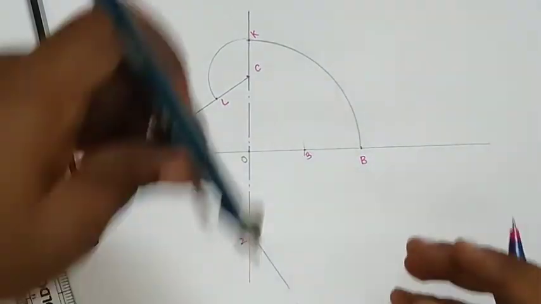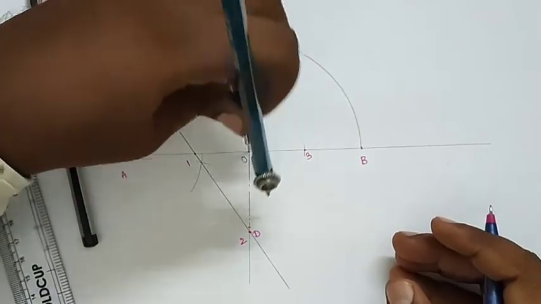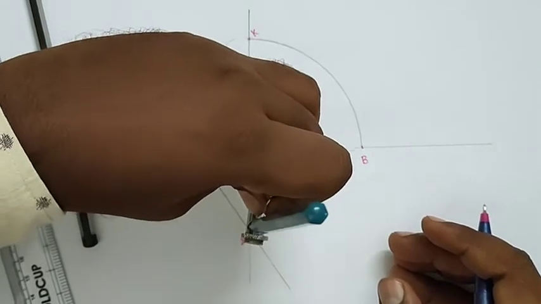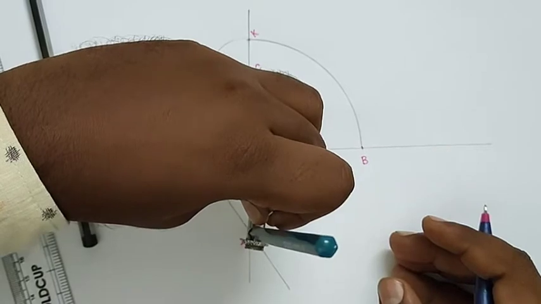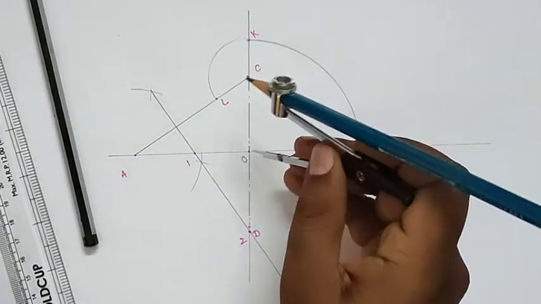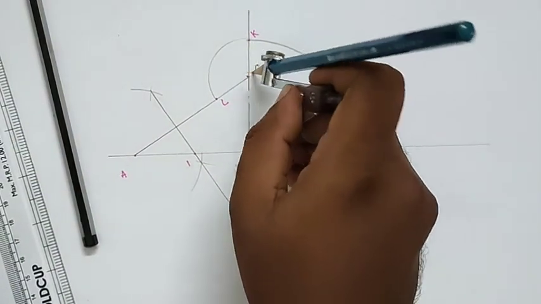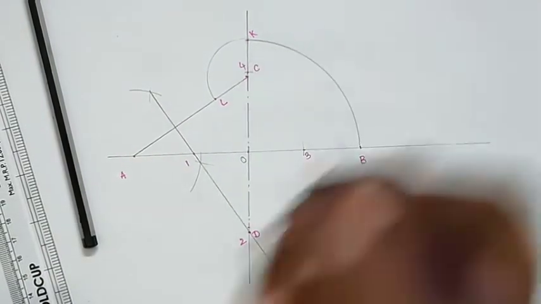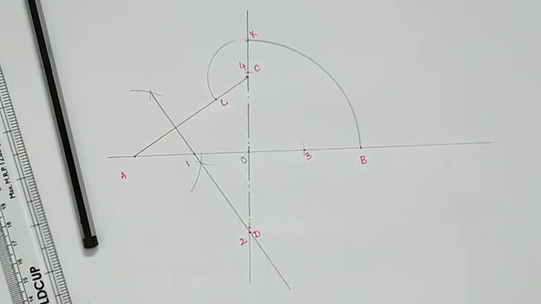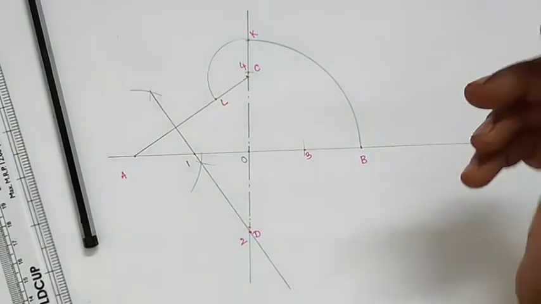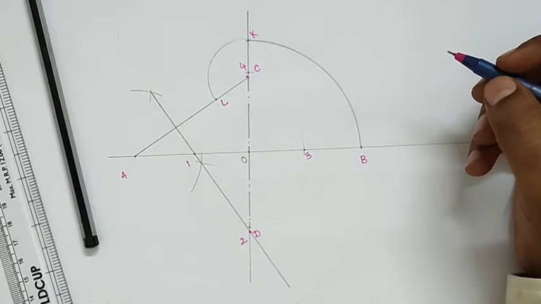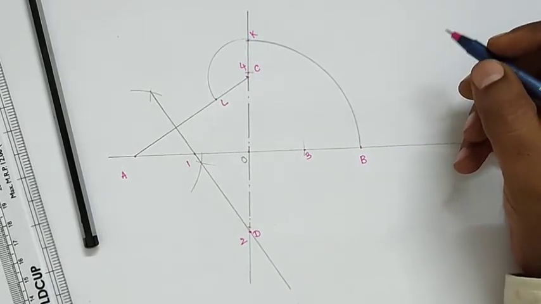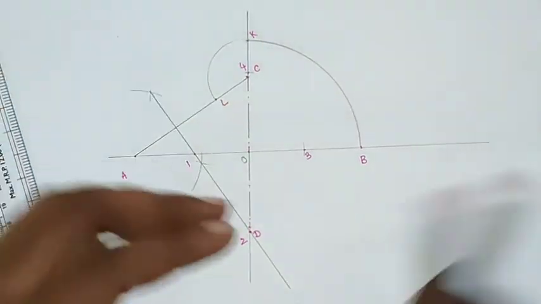And similarly with the length of O2 on the extension line of the minor axis, we locate another point. So here I am locating 4. Okay, so here 1, 2, 3, 4 are the centers of these major and minor axes. So after locating points 1, 2, 3, 4, now we will draw a neat curve.